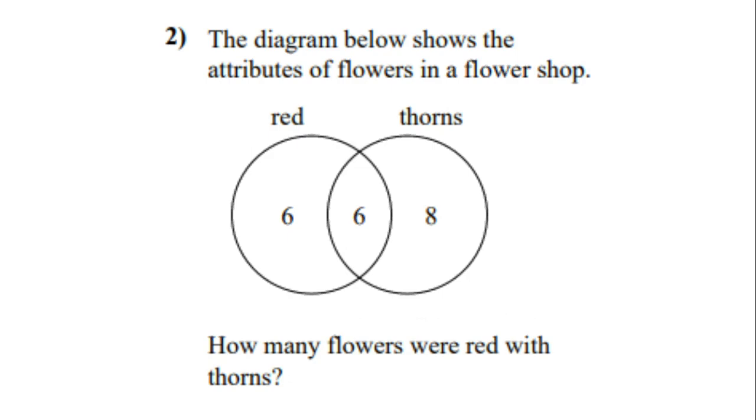Okay, the diagram below shows attributes of flowers in a flower shop. How many flowers were red with thorns? Okay, even though it doesn't say it, you can interpret red with thorns to mean red and thorns, right? So the intersection, okay, your eyeball.